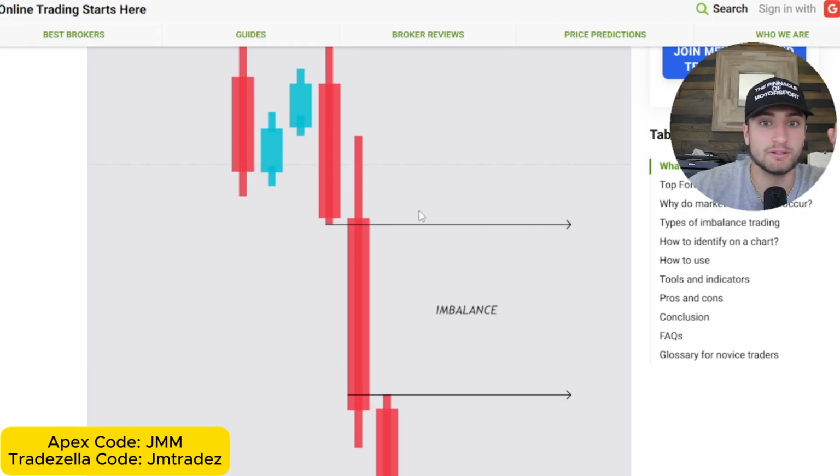So now what I'm going to do is I'm going to actually show you guys proof of the trade that I took today, and then I'm going to explain the strategy and how I used it.